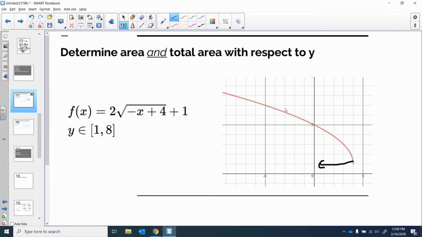So in this particular case right here, I'm going to end up with positive area right here because I'm going from my function to the y-axis, and then after 5, I'm going to have all this negative area here. All right, so I'm asked to determine the area with respect to y from 1 to 8.